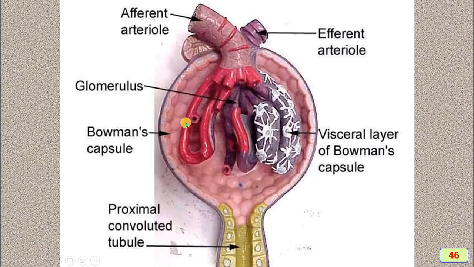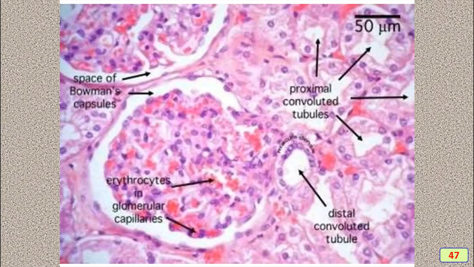Here, due to the pressure, different materials are squeezed, and once it goes down, that's the proximal convoluted tubule, etc. It is going to squeeze out so many wanted materials, and many of them get reabsorbed, which are required by the body. And the visceral layer of Bowman's capsule is looking like a chocolate brown colored organ in most of the species.